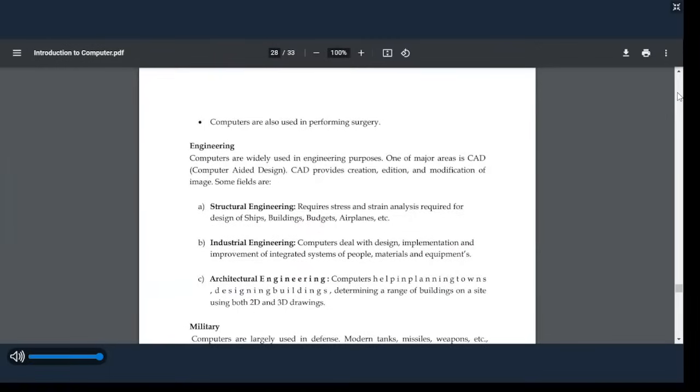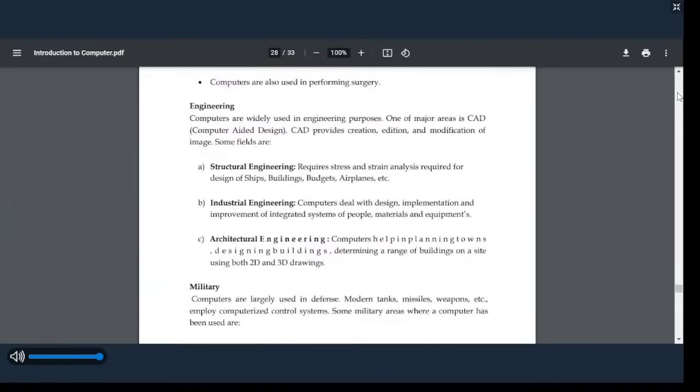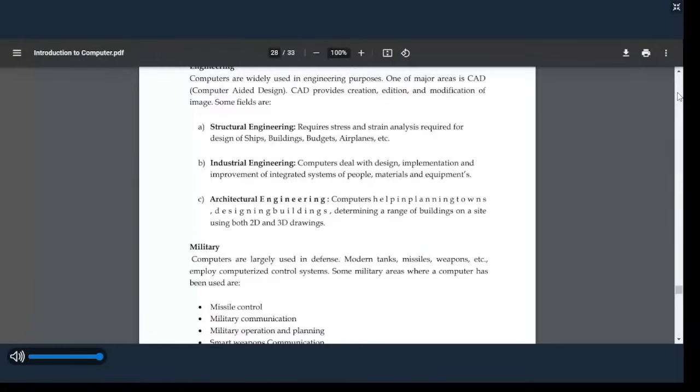Then we have industrial engineering. Computers deal with design, implementation, and improvement of integrated systems of people, materials, and equipment. Architectural engineering: computers help in planning towns, designing buildings, and determining the arrangement of buildings on a site using both 2D and 3D drawings. Then we have military.